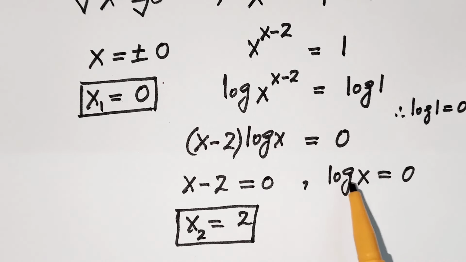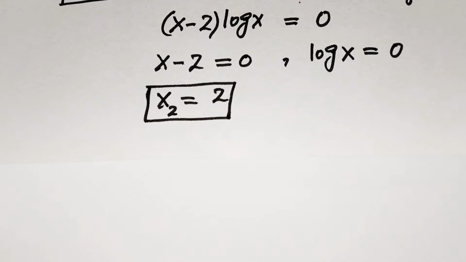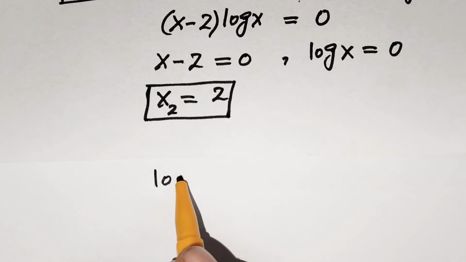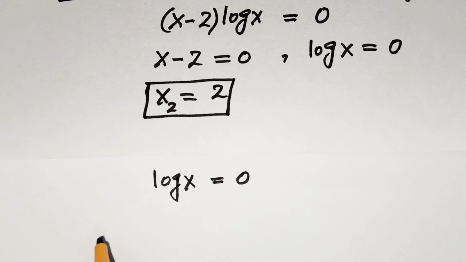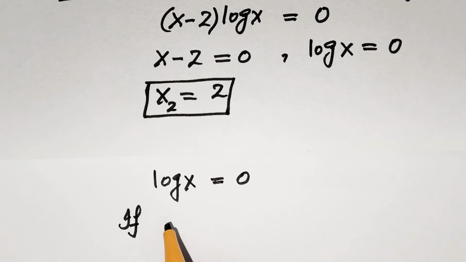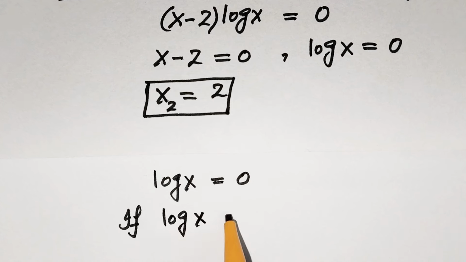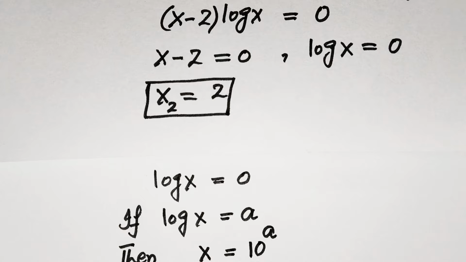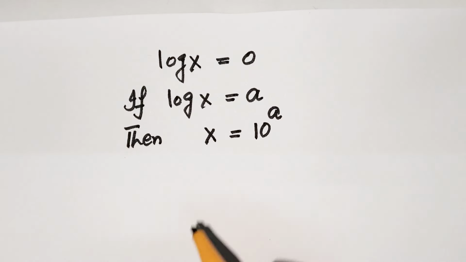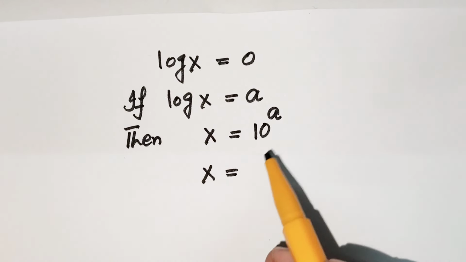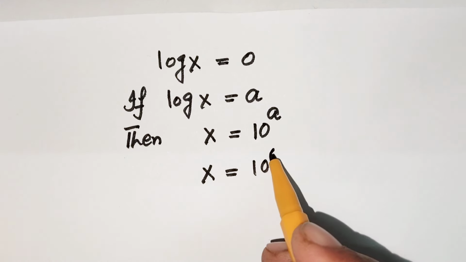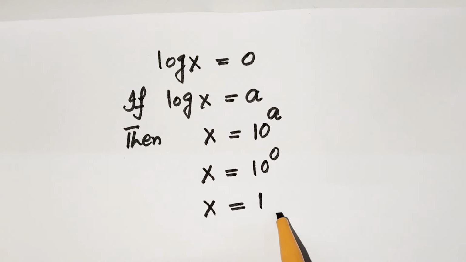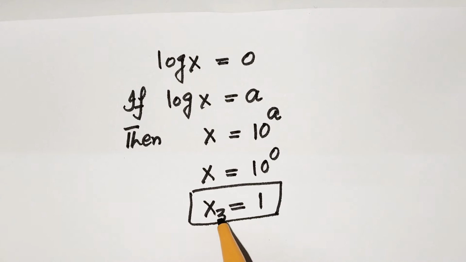Now we are going to solve log x is equal to 0. If log x is equal to a, then x is equal to 10 raised to the power a. Here the value of a is 0, so we put 10 raised to power 0, and 10 raised to power 0 is equal to 1. So we have found another value of x, which is x3.